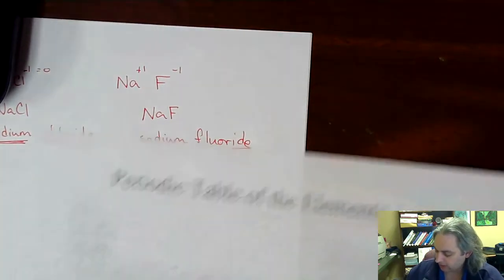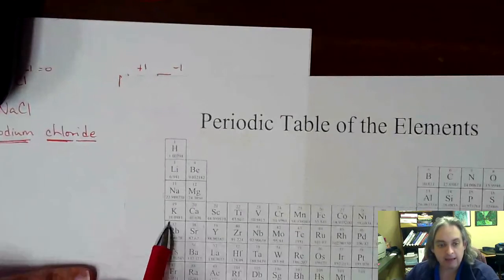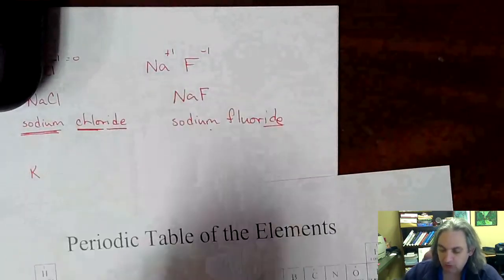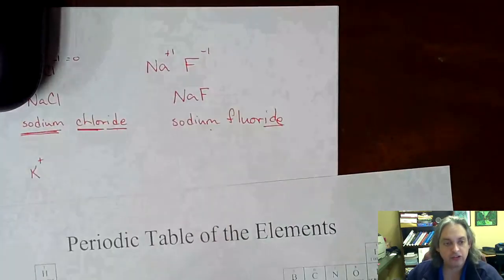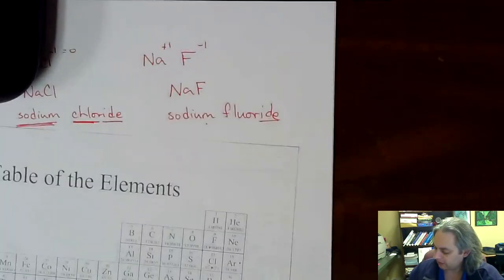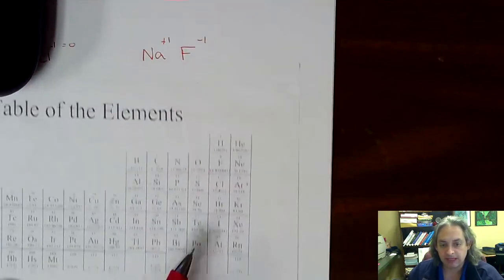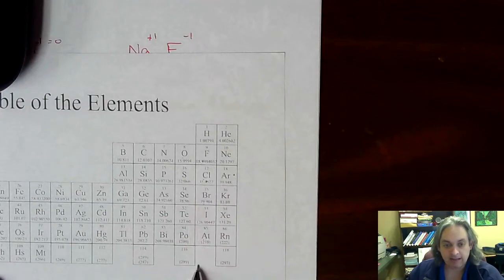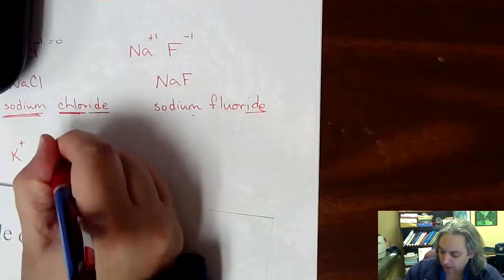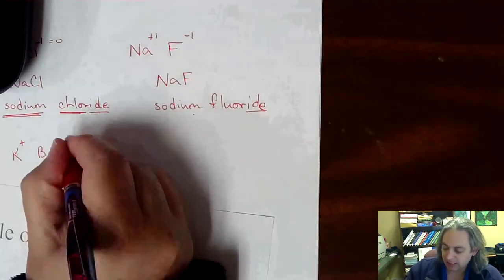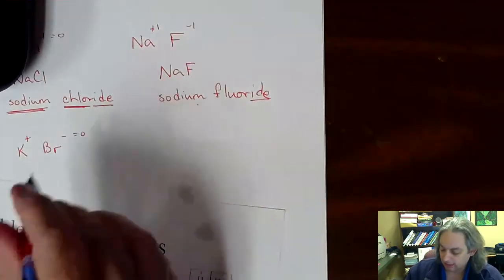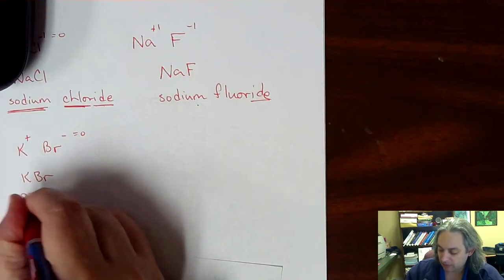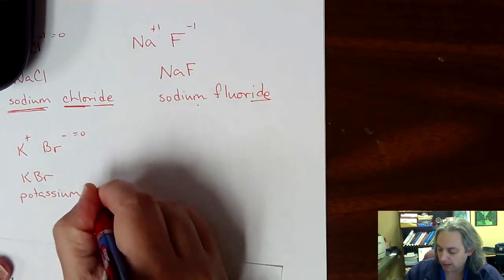Now let's do another metal. Let's look at K, so potassium. Potassium also forms a +1 because it's in the first column. And let's look at bromine. Bromine is underneath chlorine, and so it's a halogen, so it's going to be a -1. So +1 -1 equals 0. And so the formula will be KBr, and its name would be potassium bromide.